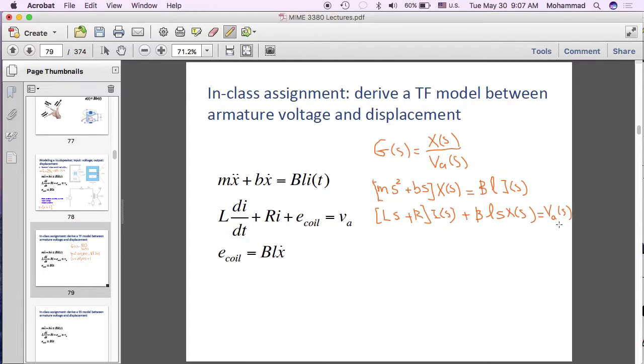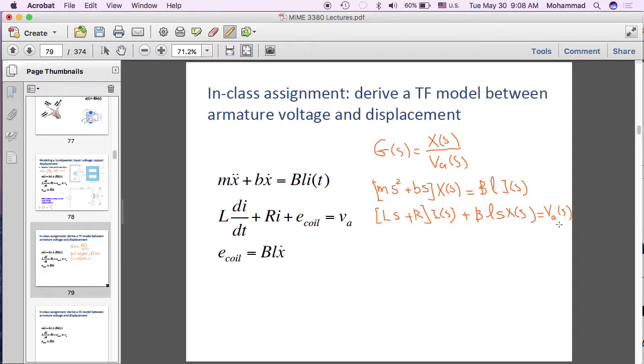And so we have two equations. Now both algebraic equations, there is no differentiation anymore. Please keep that in mind. If you do your Laplace transform and you still have dot or double dot, you've made a mistake. So go back and redo the Laplace transform. There is no time anymore, there is no differentiation anymore when you are done with your Laplace transformation.